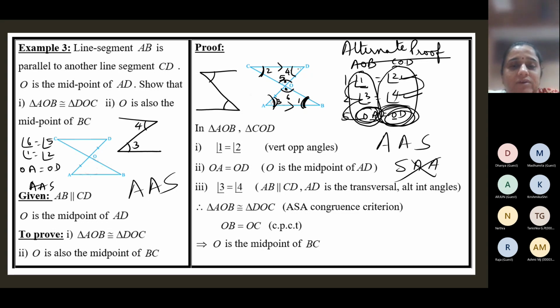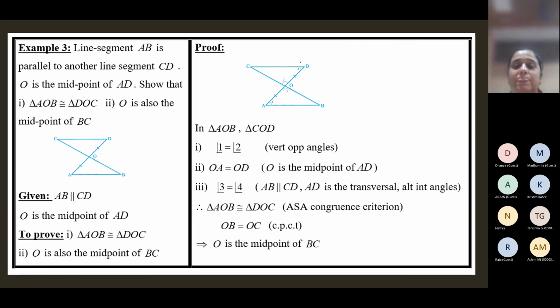6 is equal to 5, 1 is equal to 2, and OA is equal to OD is also AAS because it is two angles and some other side. Yeah, make a note of this, children. Maybe I'll write it neatly again. The other ways of proving.